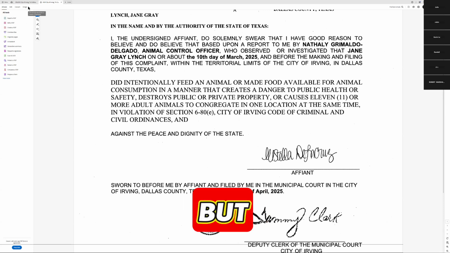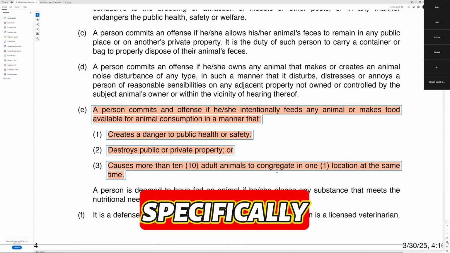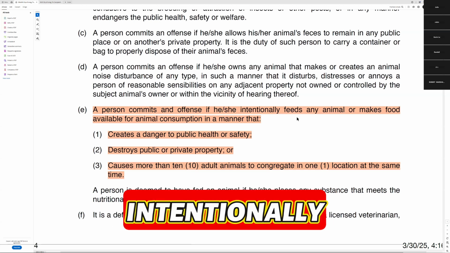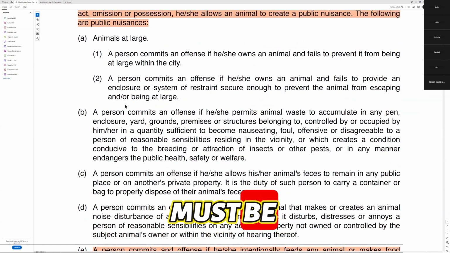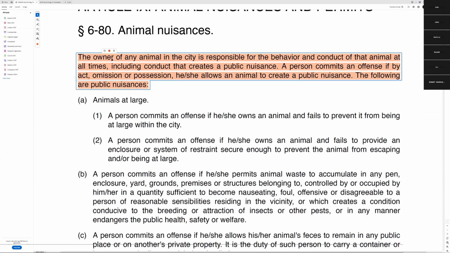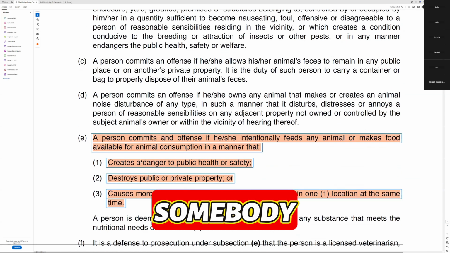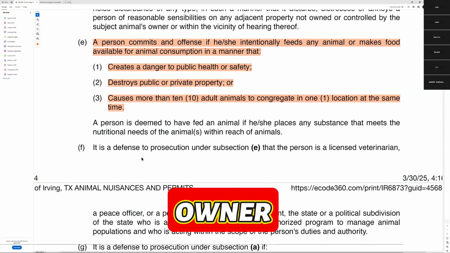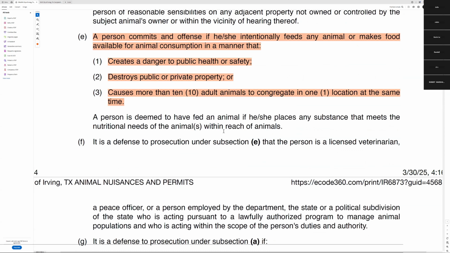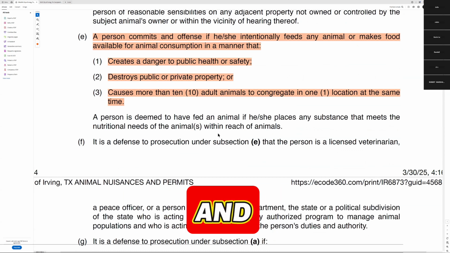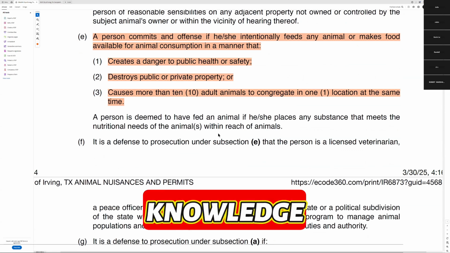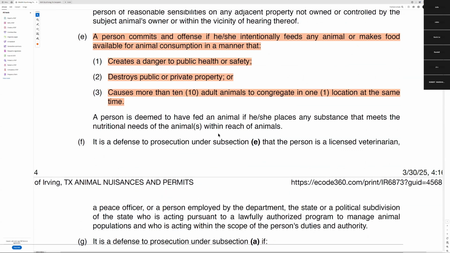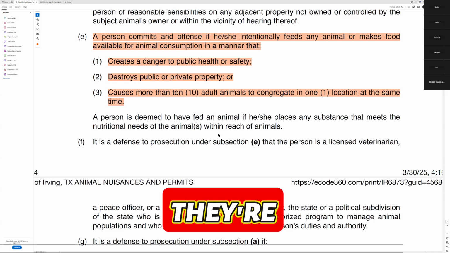Okay? But remember, the ordinance specifically says that you must intentionally feed, and he or she, the person here, must be what? An owner. The owner of the animal. It can't be just somebody feeding an animal. It has to be the owner of the animal. So somebody's going to have to get on that stand and testify that Jane is the owner. And they're going to have personal knowledge that that statement is true, not just me saying it out there the day on the body cam.